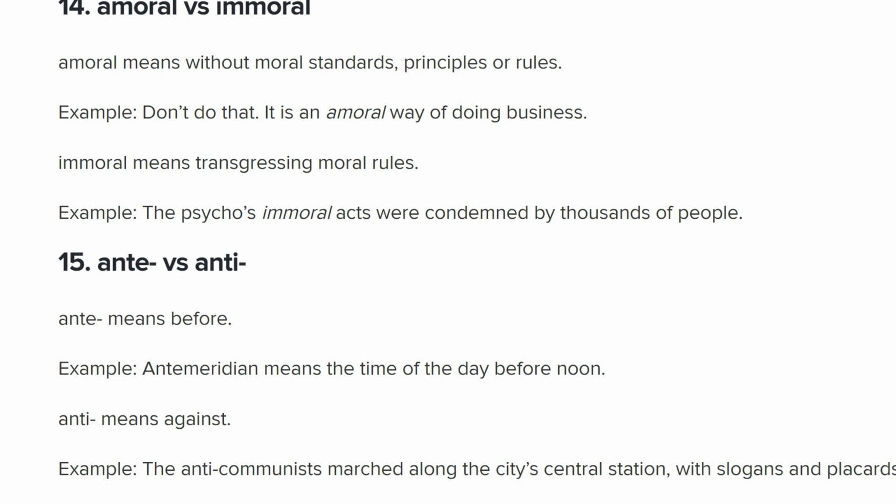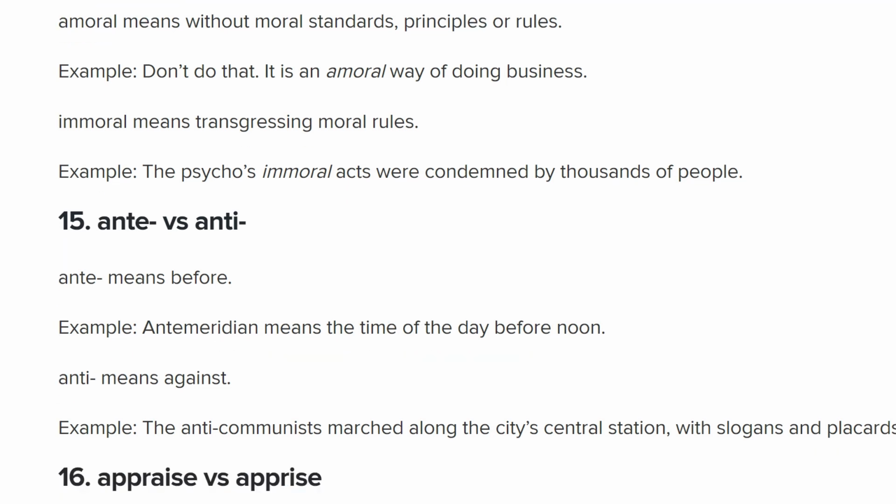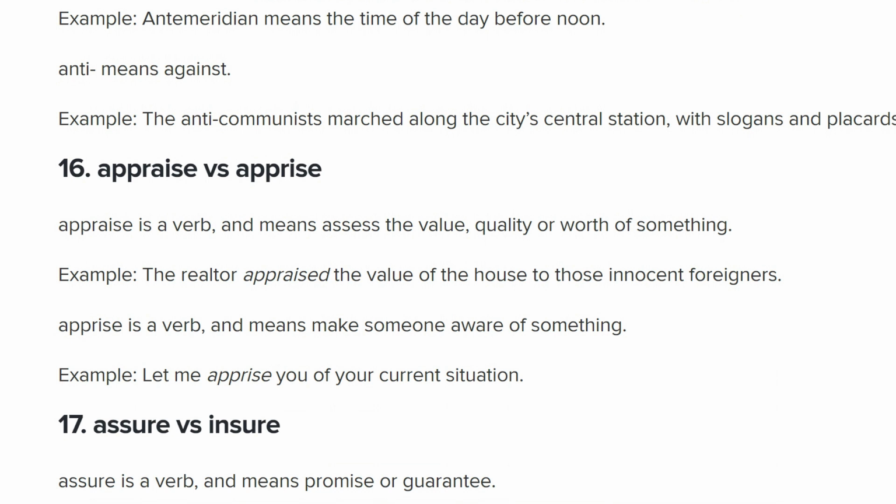Ante meridian means before the middle of the day, right? Meridian, middle. So ante meridian with an E, before the middle of the day, before noon. There's another word, for example, antediluvian, which means before the flood, before the time of Noah, so like ancient times, basically. And you might know a bit more about that word from having known that ante with an E means before, whereas anti with an I means against. Anti-communists are against communists.